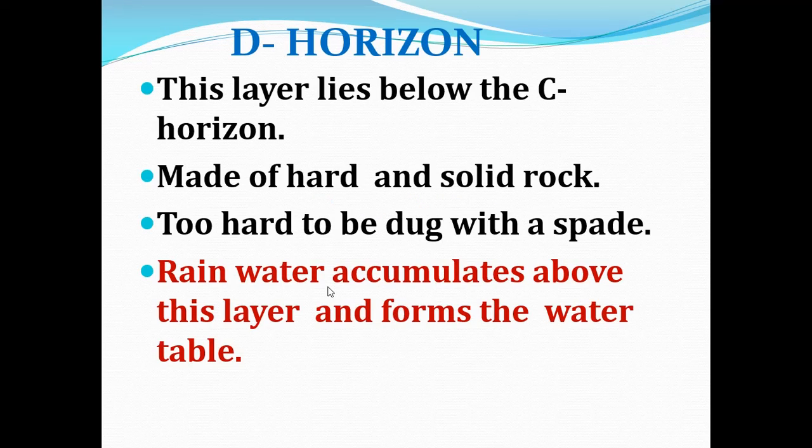So I hope you have understood about the soil profile. There are 4 layers of soil: A horizon or topsoil, B horizon or subsoil, C horizon or parent rock, D horizon which is also known as bedrock. Okay, so if you have any doubt, you can ask, children.